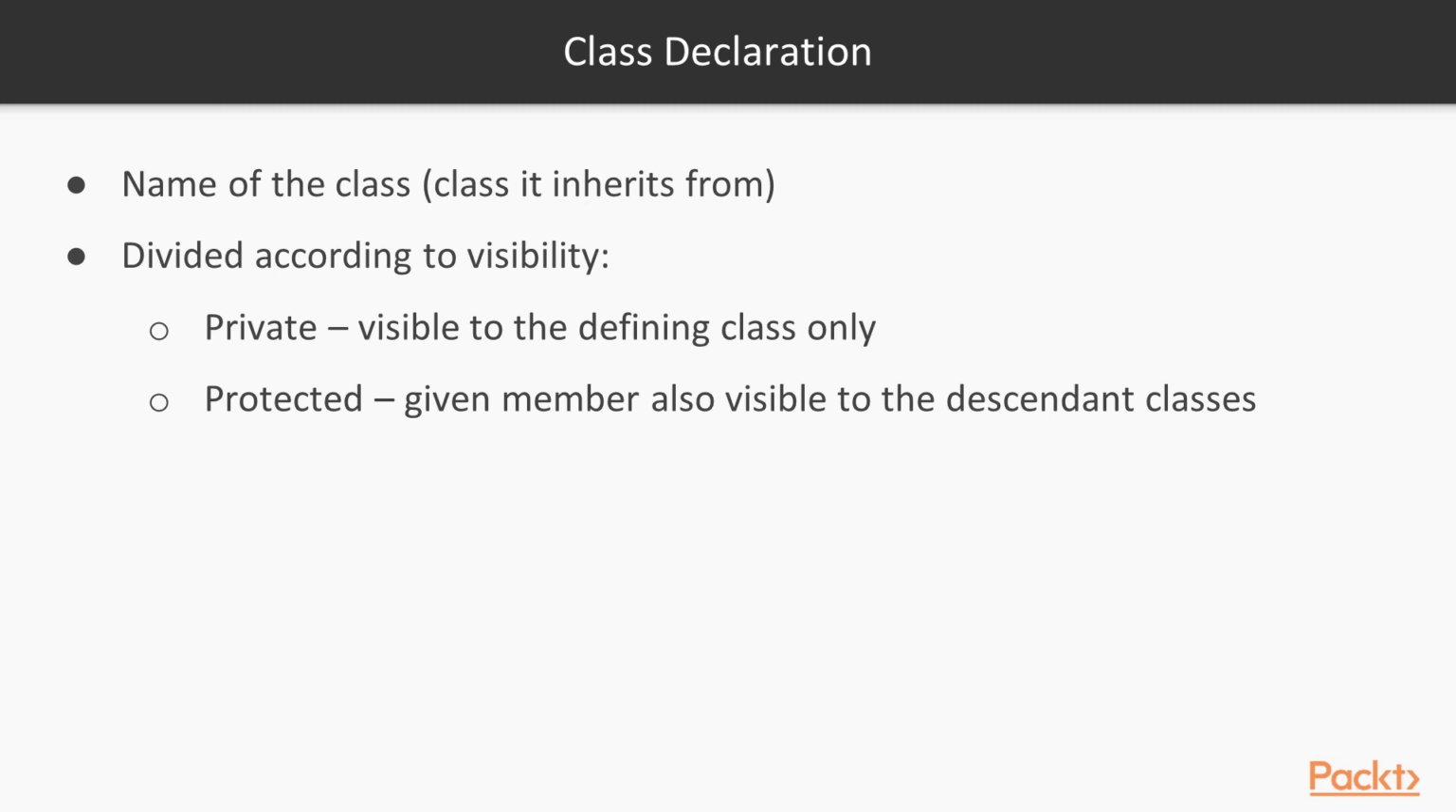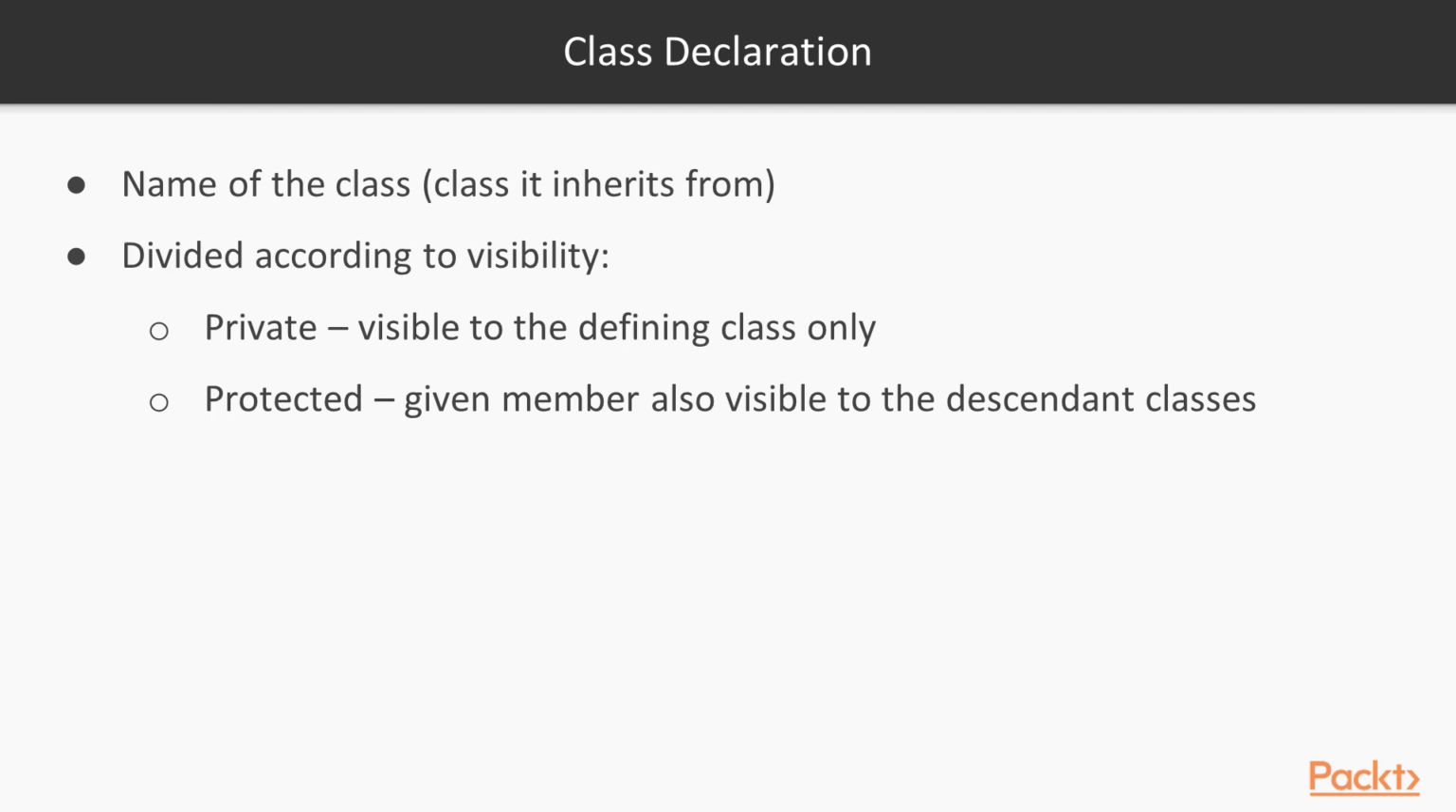Our settings form has everything that a standard multi-device form has. You can inspect the declaration of the TForm class in the FMX.Forms unit. A class declaration defines the name of the class and the class it inherits from in the brackets after the class keyword. The class declaration is divided according to visibility.